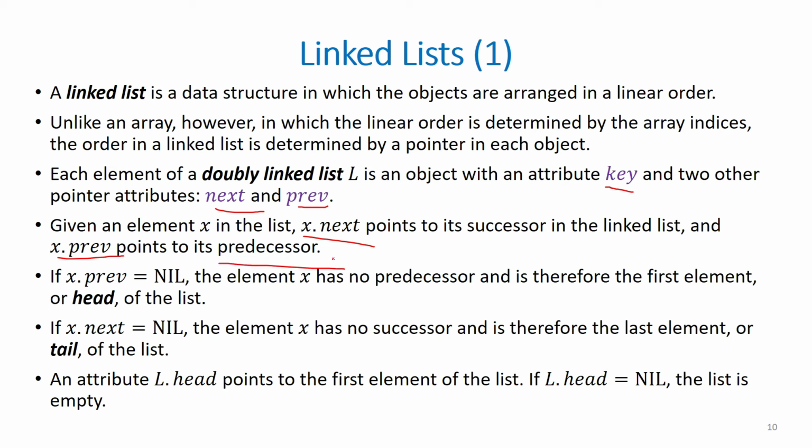It is easy to see that if x.prev is equal to nil, it means that x is the first element in the list. Similarly, x will be the last element if it has no successor, that is x.next is equal to nil. Apart from the prev and next pointers, we also need a pointer to point to the first element in the list. This is the L.head pointer.